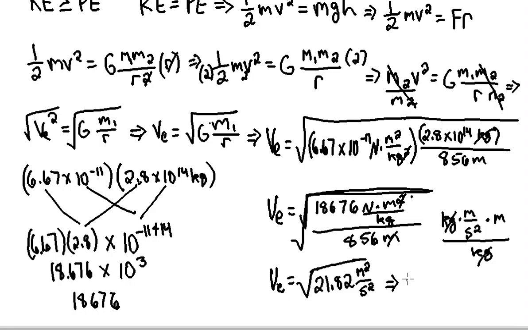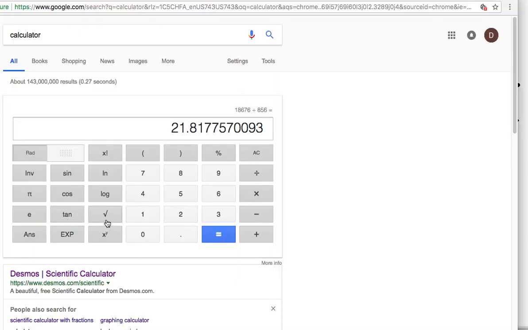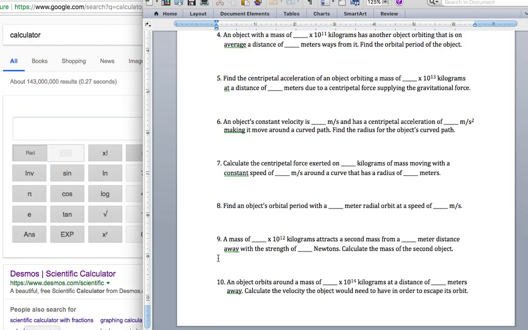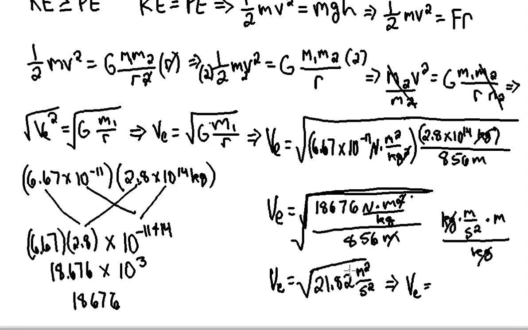Alright, last step is to just take the square root of 21.82. So the square root of our answer gives us 4.67. So not a very fast velocity, 4.67. And then a square meter turns into a meter because we're square rooting it, and a square second turns into a second.